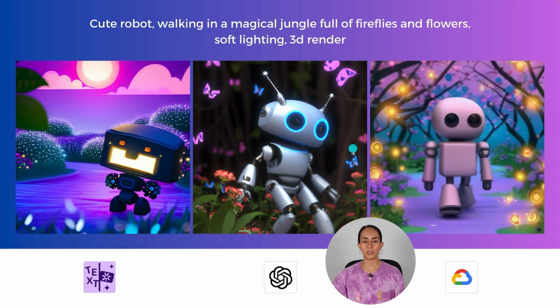We see the jungle and the flowers. The robot looks cute. And on the third image, we actually see a cute robot. I don't quite see the jungle, but we see a lot of flowers and we see something that looks like fireflies. So I have to give the point to Imagen.